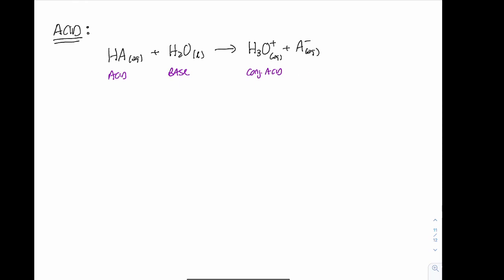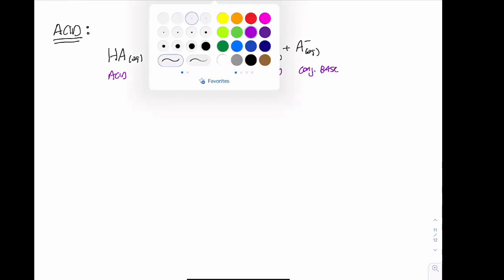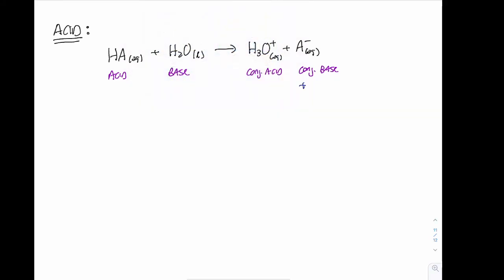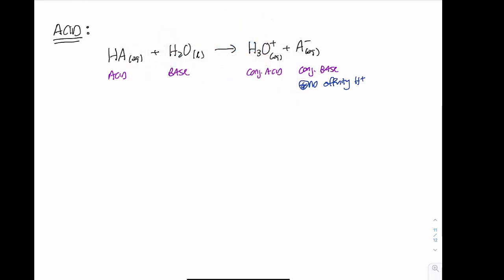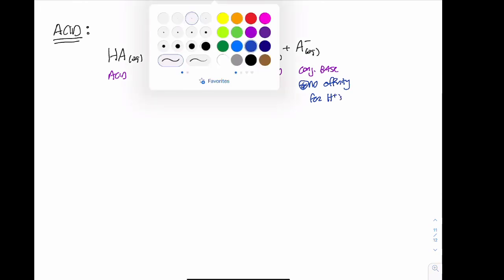And then remember, if it's a strong acid, it is completely ionized. It's not going back in the other direction. And this conjugate base has no affinity for protons, meaning it's not going to accept protons. Even though I'm calling it a conjugate base, it's not basic. We should have the word for in there. No affinity for protons.